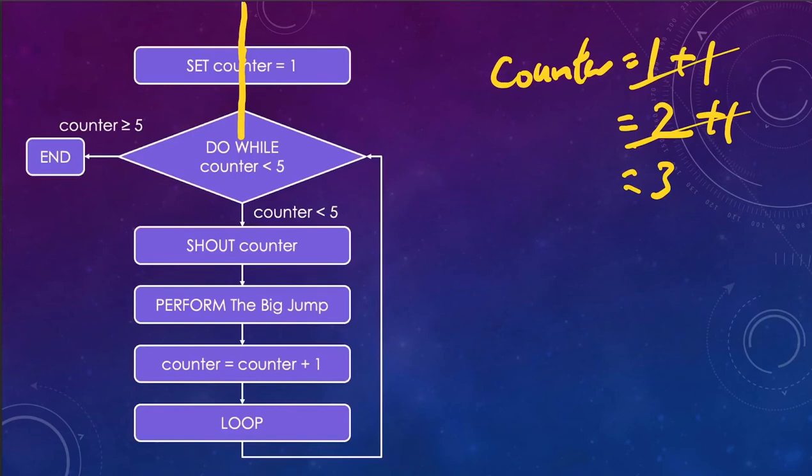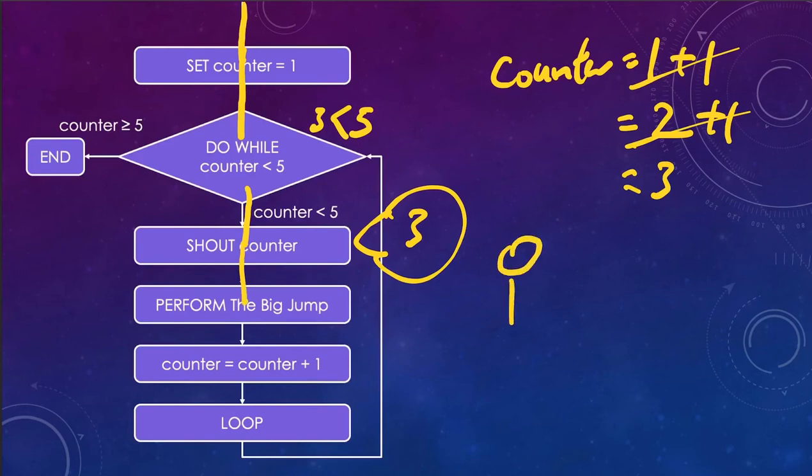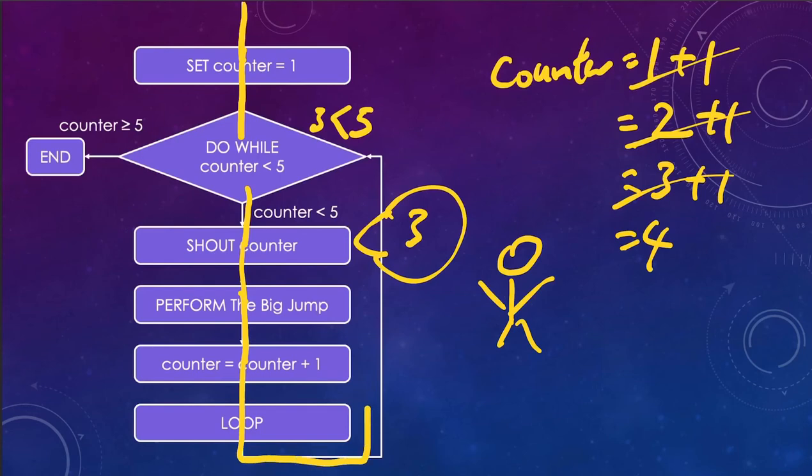Now that we're back here, what do we do? Counter, the value is 3, and 3 is less than 5. So we'll continue to repeat. So we'll go down here, we'll shout counter 3. And then we'll once again do another big jump. Woo! And then we'll go down, counter plus 1, which will give us the value of 4. Then we'll do the loop, and then we go up here, and ta-da!